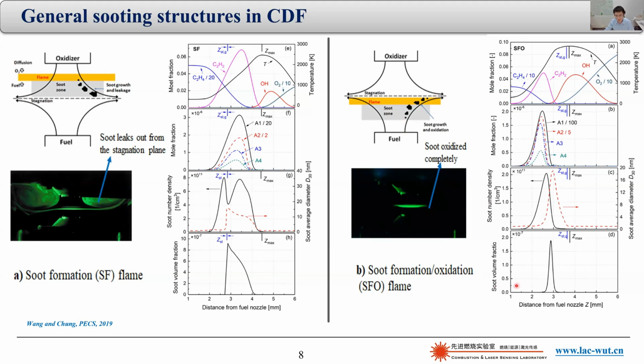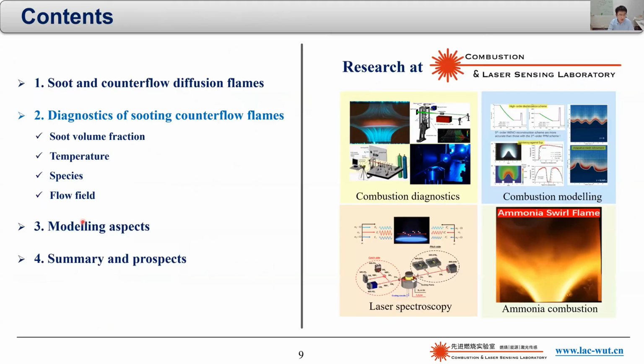So if you look at the profile, you will see the first increase representing soot formation and the decrease representing soot oxidation. This type of flame can be made completely soot-free if all the soot particles formed can be oxidized. This is in contrast to the soot formation flame, where you have smoke leakage from the flame to the environment. So these are the general structures of these two different types of counterflow flames. Okay, so now we can move to discuss the various diagnostic methods for sooting counterflow flames.